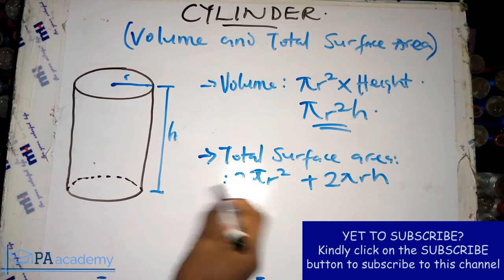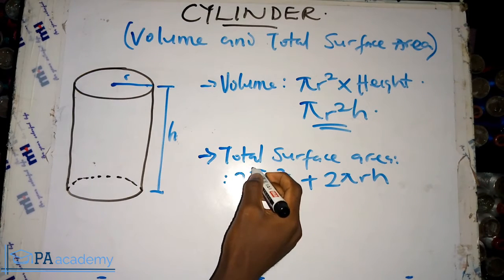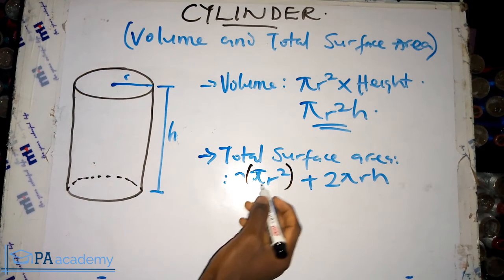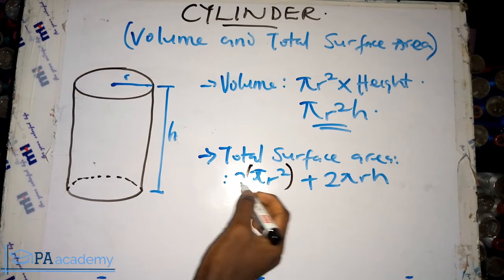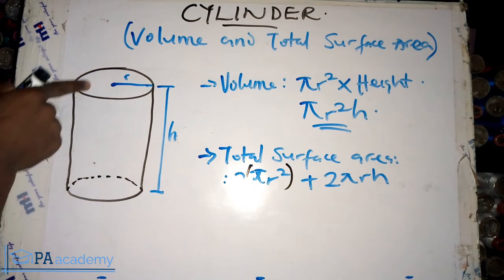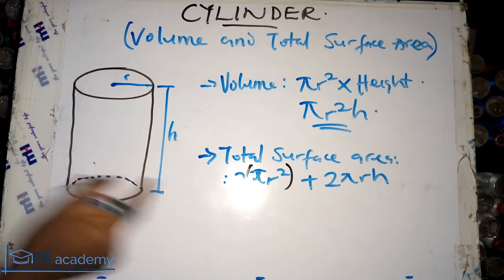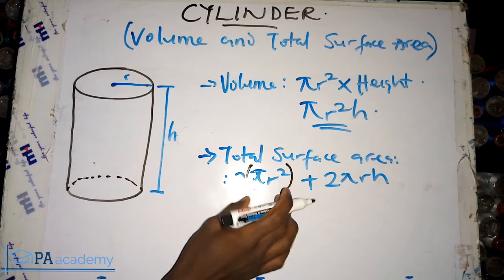Look at this pi r square. What does this pi r square represent? The area of a circle, pi r square. Now we have a 2 here because the cylinder has 2 circles. That is why it's 2 pi r square for this.